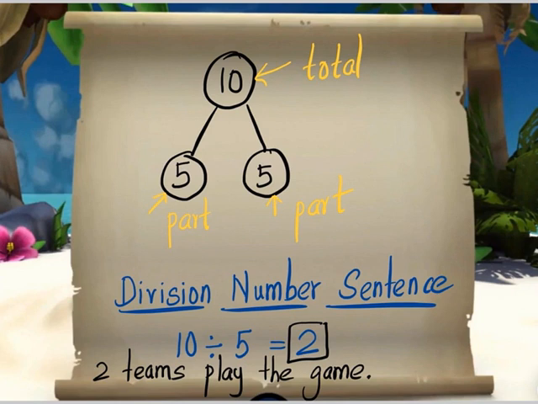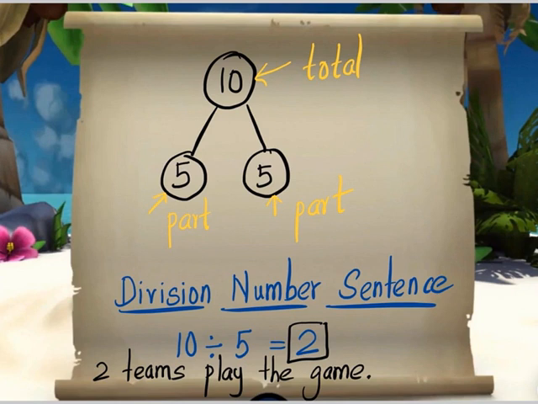So for the diagram, I have drawn a number bond. The total goes on the top. So the total number is 10 in this problem, so 10 goes on the top. And the size of each group is 5. So the number bond has 10 and part 5 and part 5. After drawing the number bond, I have written the division number sentence. The division number sentence for this problem is 10 divided by 5 equals 2.